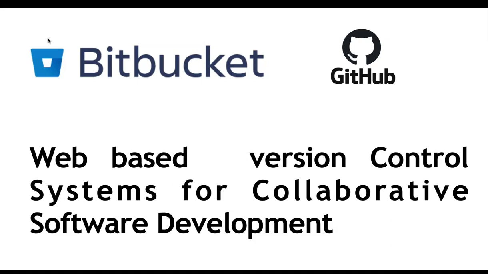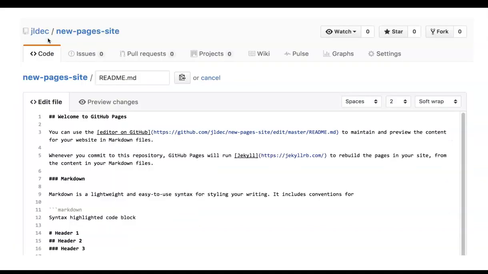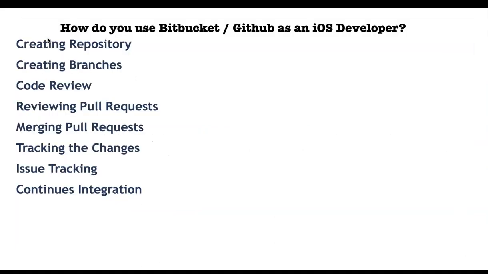Bitbucket is an Atlassian tool. GitHub is a US-based company. They provide servers to store our data, our source code. It is a very helpful tool. As a software engineer, as a software developer, you must be aware of these two tools. We will see them in detail. This is how the Bitbucket user interface looks, and this is the GitHub user interface. We will see them in depth.